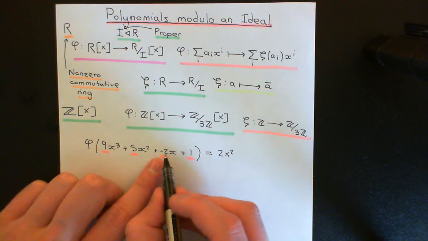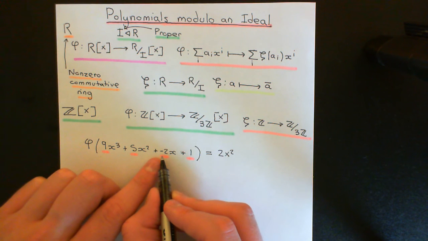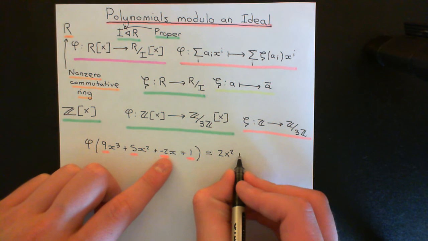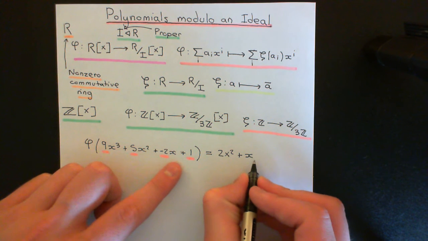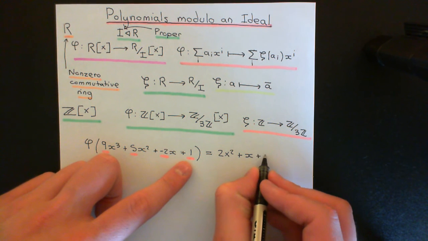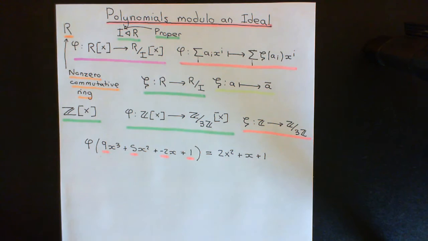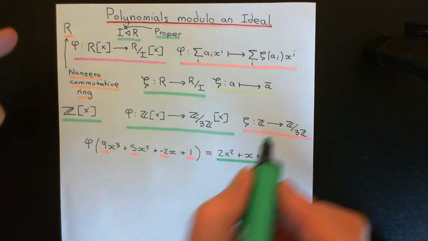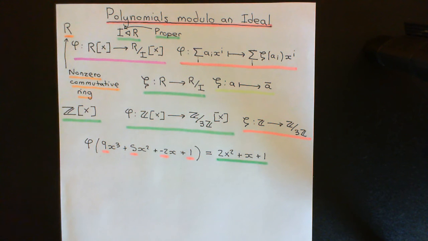Then negative 2, which coset is it in the same as? Well, if we add 3 onto negative 2, we get 1, so it's actually going to be in the same coset as 1, so this can be written as plus x, and 1 is obviously in the same coset as 1, so we'll leave that as it is. So here, this is my polynomial now modulo this ideal 3Z.